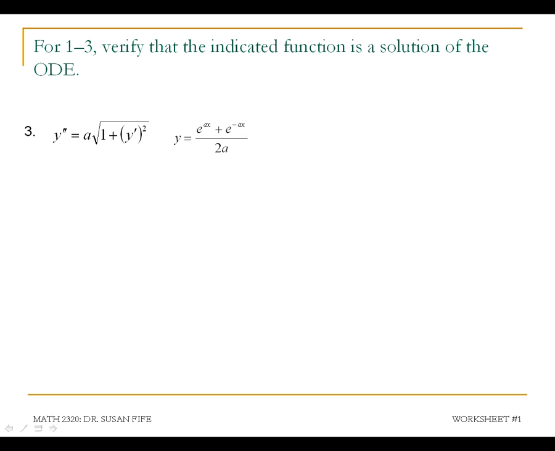Here we have our second derivative equal to a times the square root of 1 plus the first derivative squared. And I'm checking y is equal to e to the ax plus e to the negative ax over 2a. So when I substitute in, I'm going to substitute in for the first derivative and for the second derivative. Let me start by finding our first derivative.